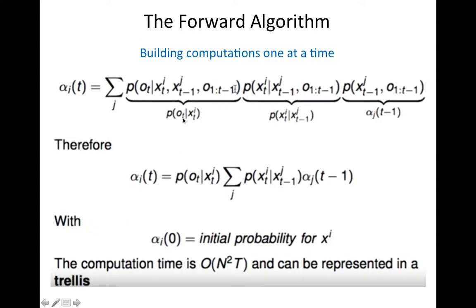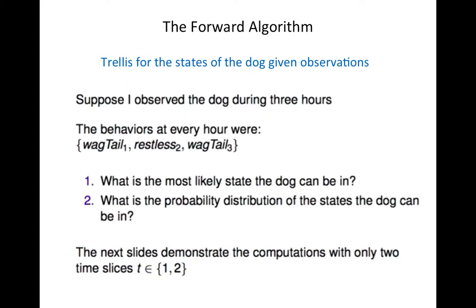What is this? This is nothing but the probability of o_t given x_t, because some of these it does not depend on, we are only interested in the observation at t. And also this is the transition between state t and t minus 1. And this is alpha j of t minus 1. So you can take this outside and then compute this quantity. So this reduces tons of calculations. The computation time is n squared t and can be represented in a trellis diagram. So it goes from state to state and then tries to identify the maximum.